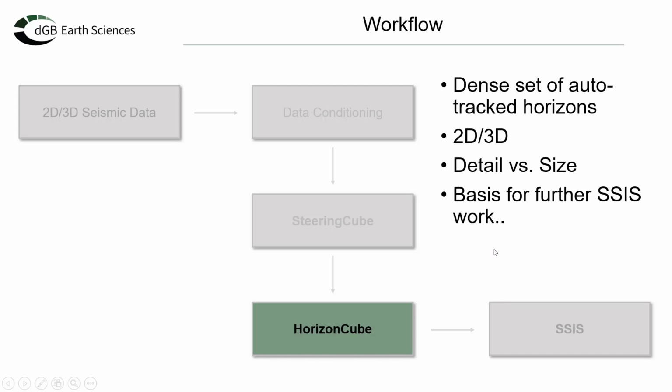As mentioned earlier, the HorizonCube, we will have a look at that in the coming slides. In general, I would say it is a compromise in detail. If you want to work in a very local little cube or 2D lines, you can extract lots of detail. When you start expanding this, you may lose a little bit of detail, but then you will be working on a much larger area. And this is again the basis for further sequence stratigraphic interpretation work.